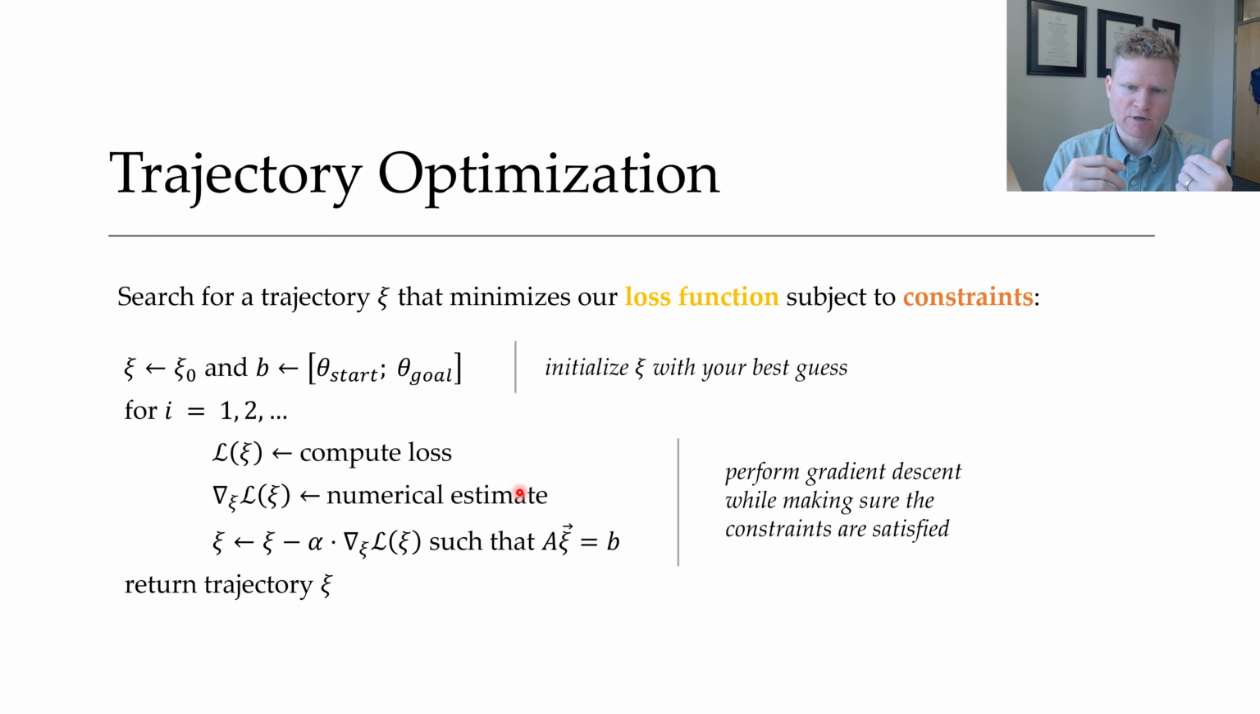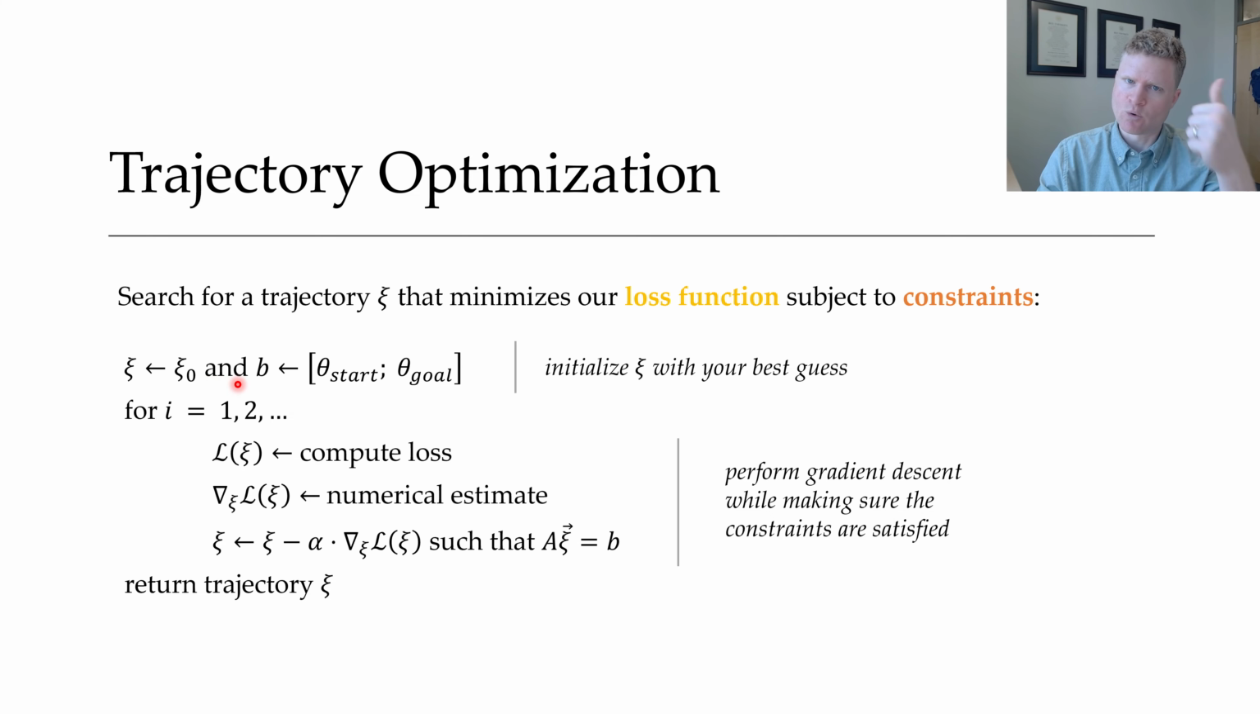Okay, so now I have a loss function, and I know I'm going to want to optimize this loss function subject to constraints. In previous lectures, we introduced one way to do that using gradient descent, and I can apply that same concept here. I'm going to start by defining my trajectory xi, initializing it with what I think the best trajectory could be. It could be just a straight line from the start to the goal. Call that xi0, and I'm going to initialize xi with that initial guess.